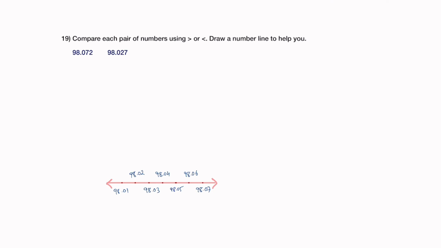And the final one on this. 98 and 98. Now both are 98. So let's look at the decimal digits. So it's 0.072 and that's 0.027. So first we look at the first decimal digit. 0 and 0, we can't decide. Let's look at the next one. 7 and 2. Which one is bigger, 7 or 2? 7 is bigger, right? So this is bigger and that's why this is also bigger.